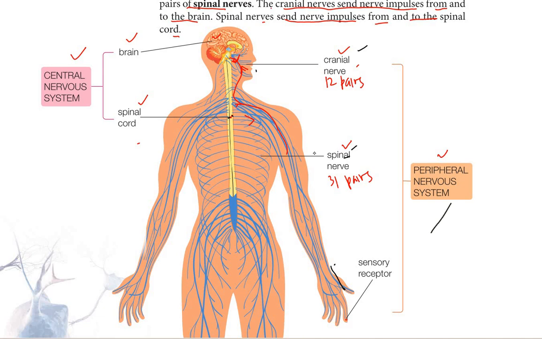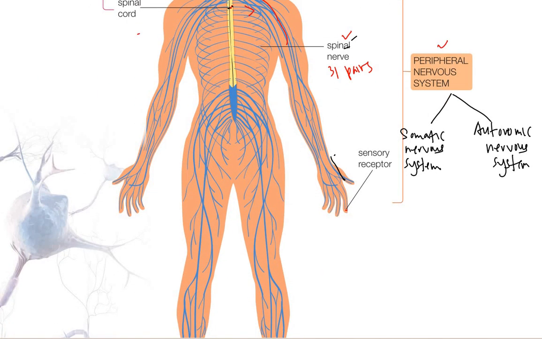So the peripheral nervous system can be divided into 2: somatic nervous system and autonomic nervous system. So the function of this somatic nervous system regulates all control actions. That means this involves the cerebrum. It regulates all control actions.